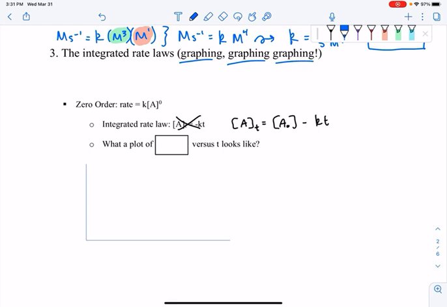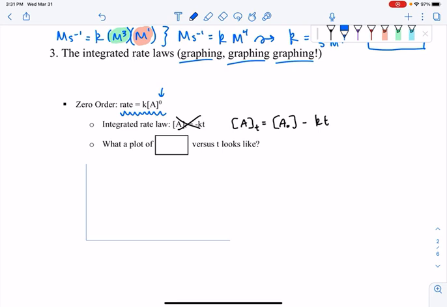And it also has to do with the way you manipulate your data. There are three of these, and the first one is a zero order reaction. A zero order reaction would be given a rate law that looks like this. You have rate equals k[A] to the 0th power, right? That's why it's called a zero order reaction.